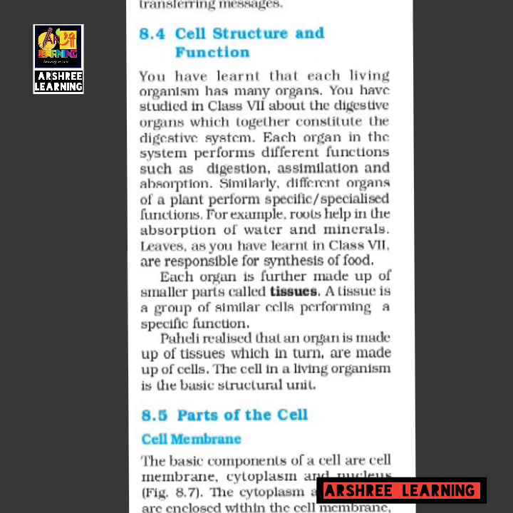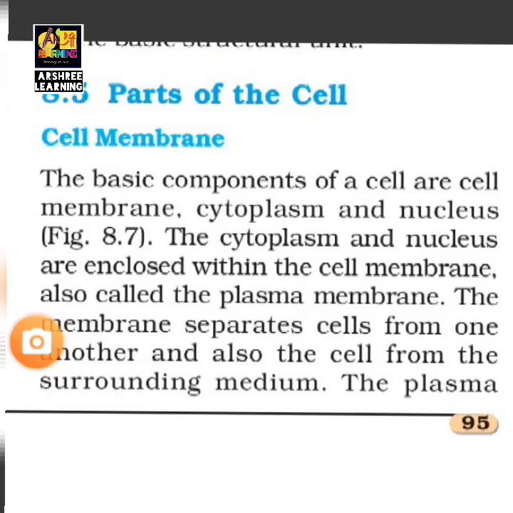The cytoplasm and nucleus are enclosed within the cell membrane, which is also called the plasma membrane. The membrane, which is the boundary, separates one cell from another cell. The three components, cell membrane, cytoplasm and nucleus, together make the protoplasm. Now a cell has three main parts. The components are cell membrane, cytoplasm and nucleus.